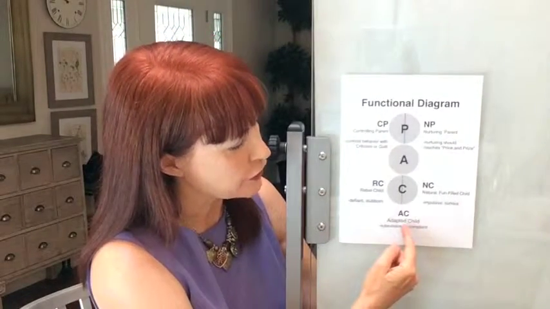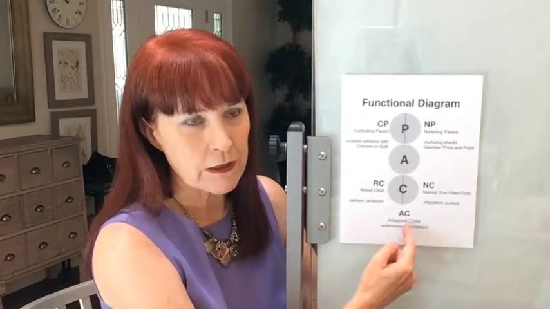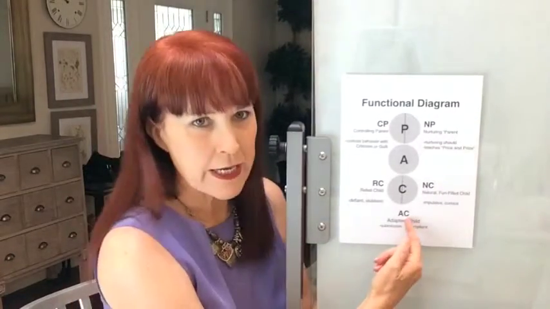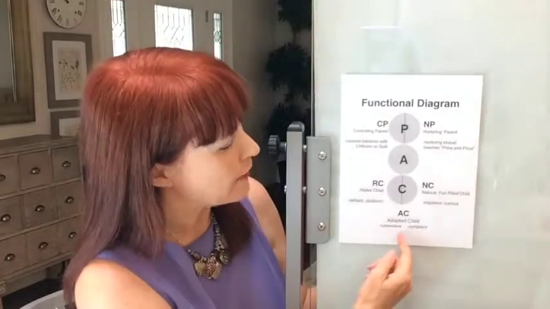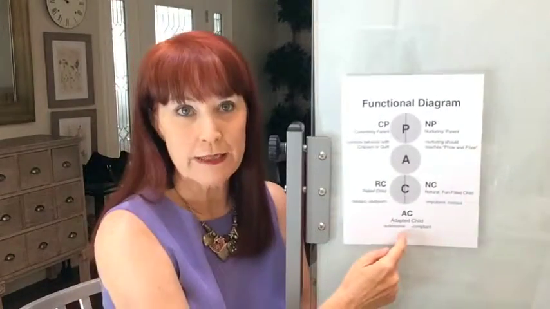Another aspect of the child ego state we call the adapted child. Now the adapted child is right here in the middle because, as I say, an adapted child says, I'll do whatever you say, just don't hurt me, just don't hit me, I just want to keep the peace. So an adapted child is very submissive and compliant.